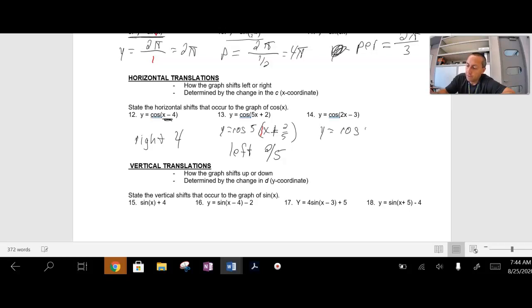I would pull out the 2 so that you end up with an x minus 3/2. We can then say, since this is a minus sign, that you're going to be moving right. And then we see that we're moving right 3/2 of a unit.